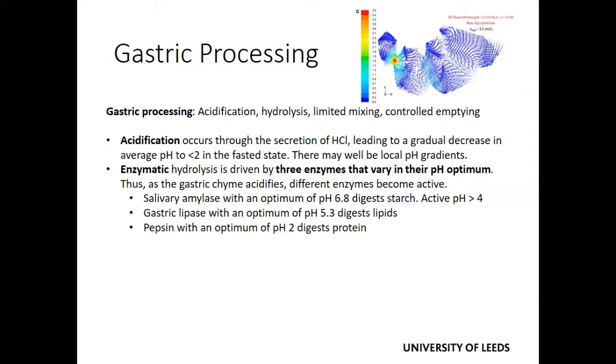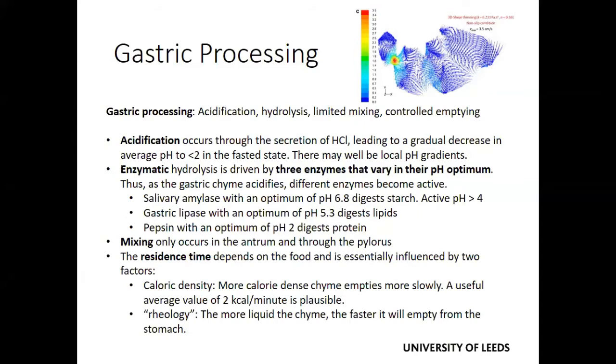The next enzyme is gastric lipase, and this has an optimum pH of 5.3, so it digests the lipids. And then finally, the pepsin with an optimum of pH 2 digests the proteins. So as the contents of the stomach gradually acidifies, initially we have a lot of starch hydrolysis, then we have lipid hydrolysis, and finally we have the protein hydrolysis as the pH drops over time, of course. And mixing occurs mostly in the antrum and through the pylorus.